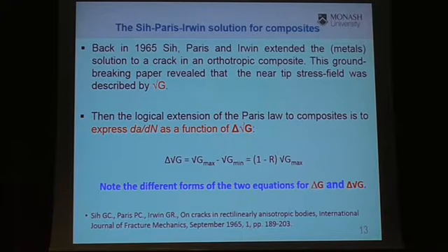Back in 1965, Paris and Irwin extended the metal solutions to a crack in orthotropic composites, and they found that the near-tip stress field was described by the square root of G. So it's a logical extension for Paris laws to composites to use the delta square root of G as the crack driving force, which we defined in the equation. Now we note the different forms of the two equations for delta G and delta square root of G. This one is proportional to 1 minus R instead of 1 minus R squared.